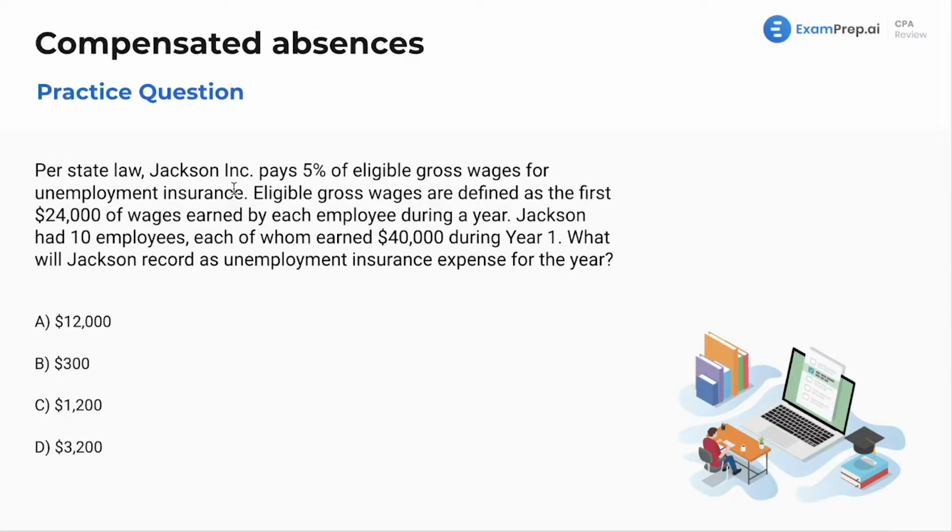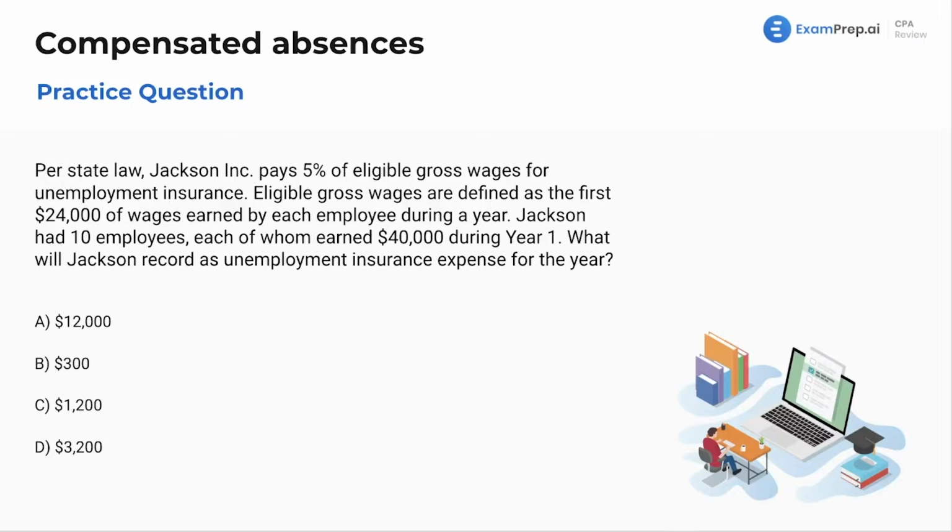What will Jackson, the company, record as unemployment insurance expense for the year? Per state law, Jackson Inc. pays 5% of eligible gross wages for unemployment insurance. Eligible gross wages are defined as the first $24,000 of wages earned by each employee during a year. Jackson had 10 employees, each of whom earned $40,000 during year one.